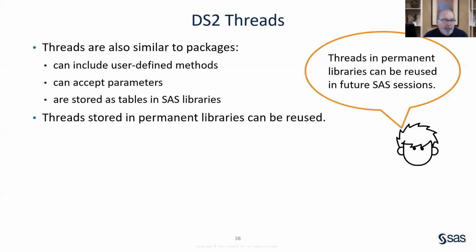So in many ways, threads are similar to packages, though, because we talked about them storing in SAS libraries, right? They can also accept parameters and include user-defined methods. And a thread stored in a permanent library, of course, can be reused in a future session. So this is another way of storing complex code for easy reuse. The benefit of using a thread to do so, of course, is that if you store your code in a thread, you can execute multiple copies of that thread in parallel.